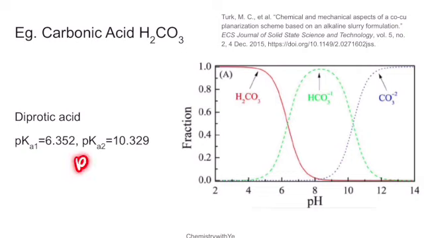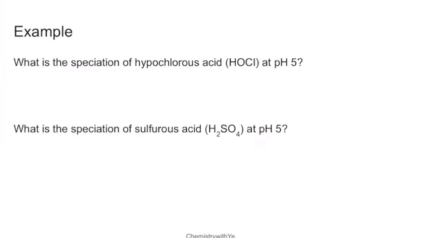And when the pH equals pKa2, it is this point here where the blue line intersects with the green line, and that is when HCO3 minus equals CO3 2 minus. And when the pH is greater than pKa2, it's this region of the plot here where CO3 2 minus is the most abundant. So let's do an example problem where we determine the speciation of hypochlorous acid at pH 5.